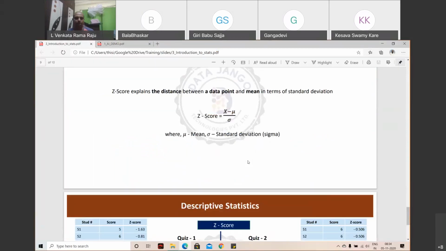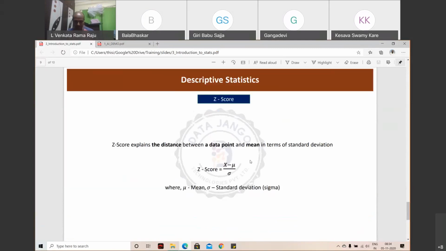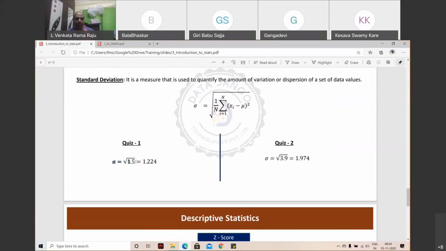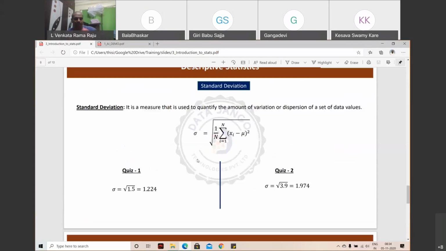No. Good. Now z-score. So we know standard deviation, right? This data is like a caveman. It knows mean, it knows standard deviation: on an average, how far the data points are. Now we try to measure each data point's distance in terms of standard deviation.